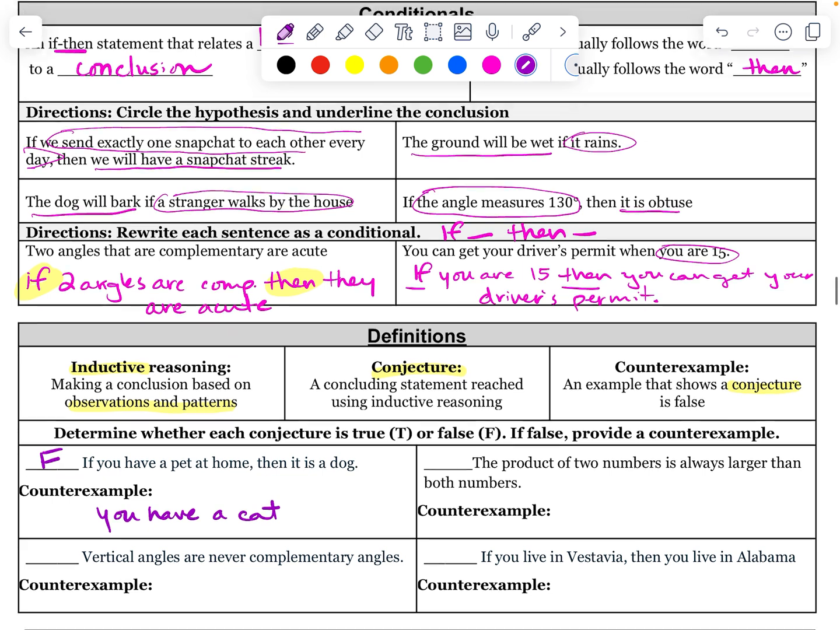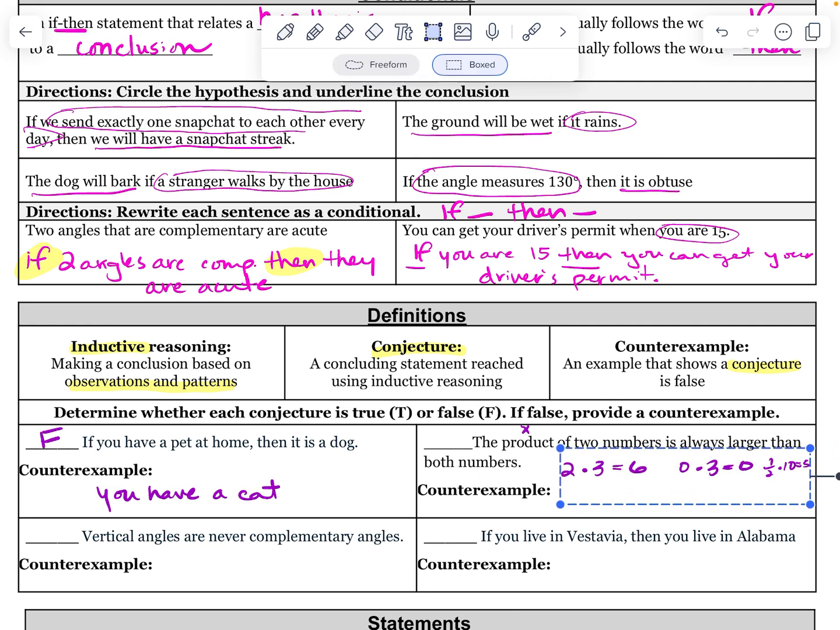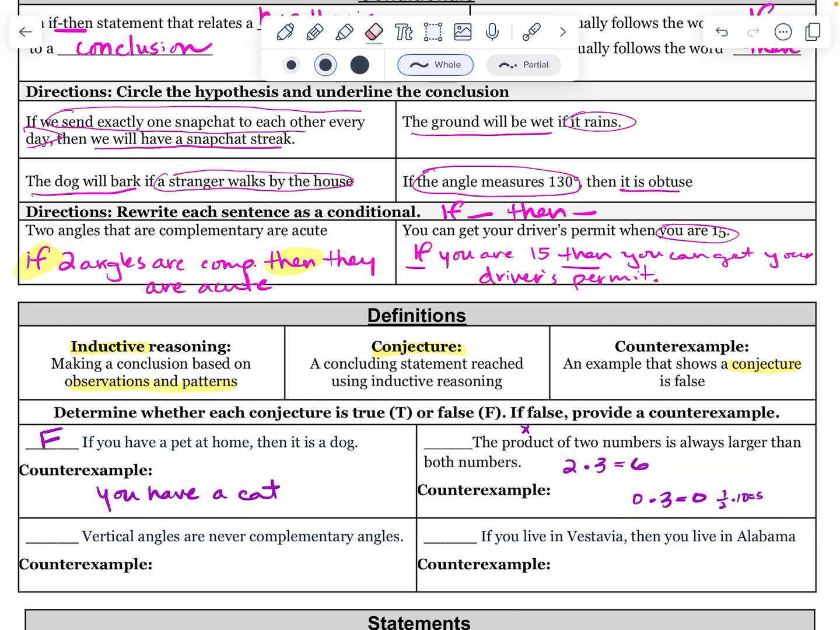The product of two numbers is always larger than both numbers. All right, product, remember, is multiply. Usually that's true, right? So if you do 2 times 3, you're going to get 6. So it's larger. I wonder if that's always true. What if I did 0 times 3? Is that larger than both numbers? Nope. What if I did a half times 10? It's 5. Not larger than both numbers. Those are all my counterexamples. I didn't need to. That one's a true example. These are counterexamples. Let me make that neater.